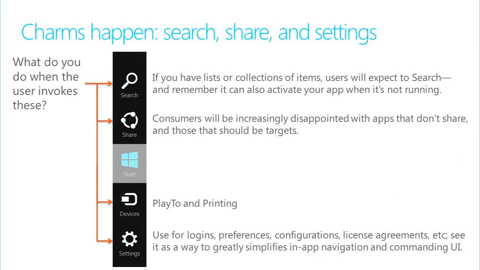With charms, the big thing to remember is that users will invoke them when your app is in the foreground, either in the full screen or the filled state. So the question becomes, what do you do with them? It's highly likely that as consumers install and use more apps, they'll be increasingly dissatisfied with apps that don't use these to their fullest capacity, which means you're opening advantages for competitors. In short, really think of these from the consumer's point of view, anticipate their expectations, then fulfill those expectations.